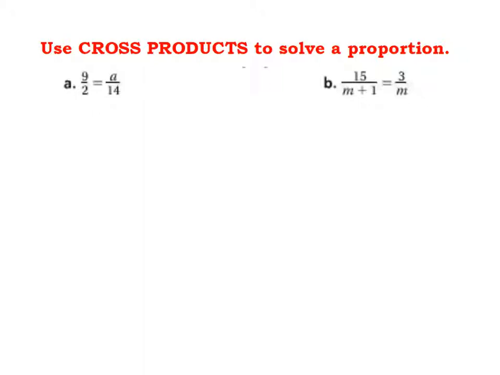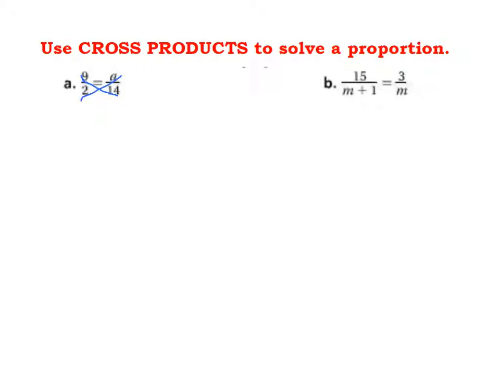This one says, use cross products to solve a proportion. Well, we're dealing a lot with these fractions and ratios, and if you set 2 ratios equal to each other, it creates a proportion. So I have this ratio 9/2, and I'm setting it equal to a over 14. And typically we'll have some unknown that we're looking for. To solve that proportion, we do what we call cross products. Product means we're going to multiply across. So you take cross products in this direction and set them equal to cross products in this direction.